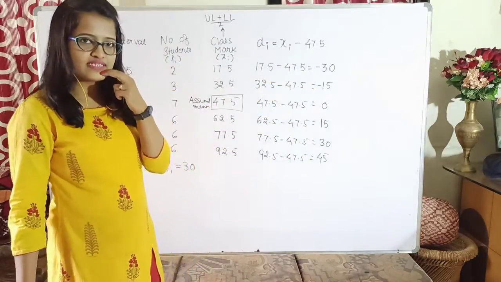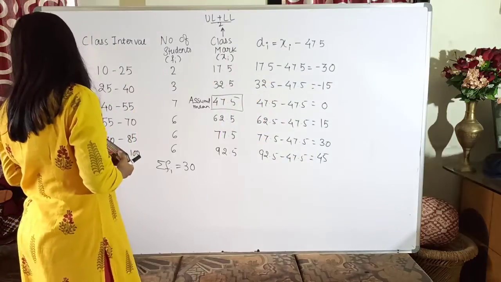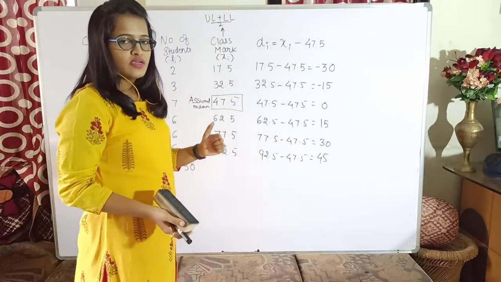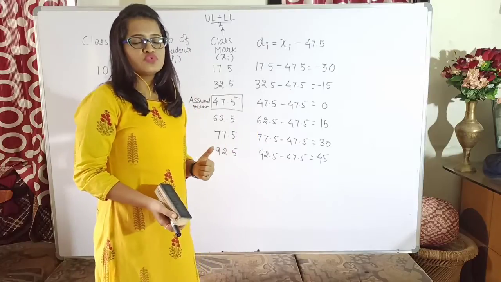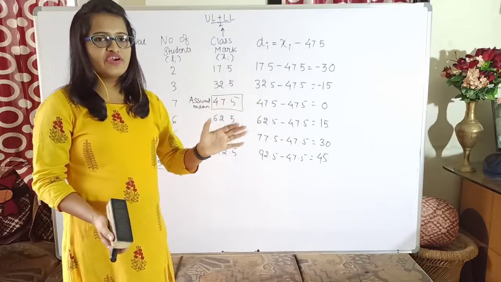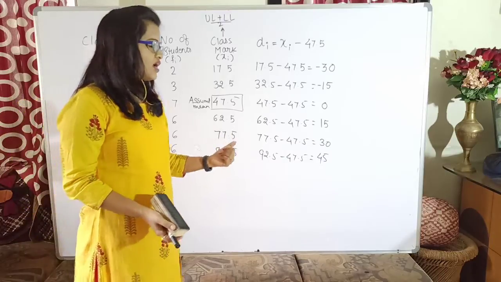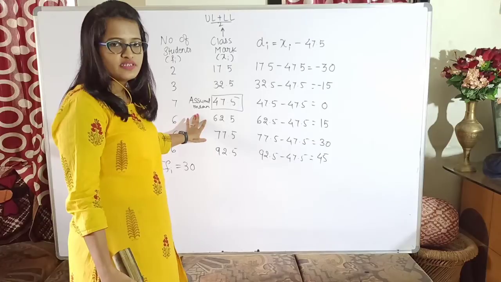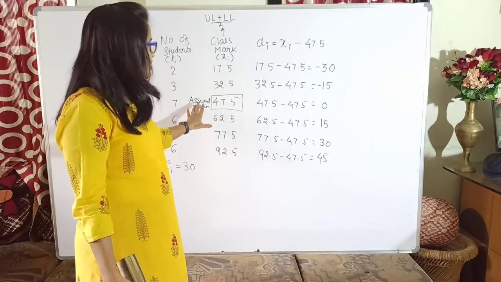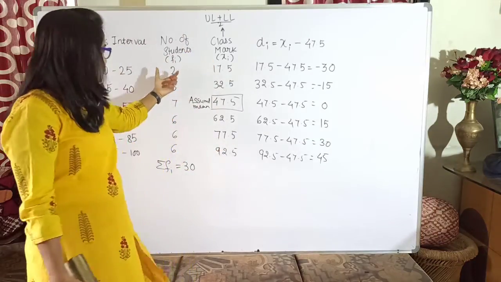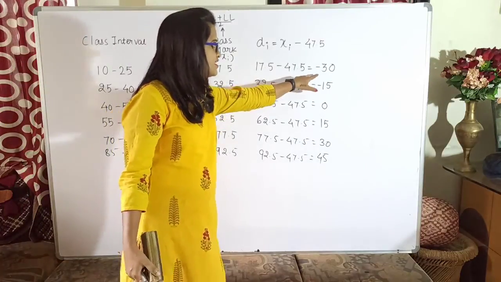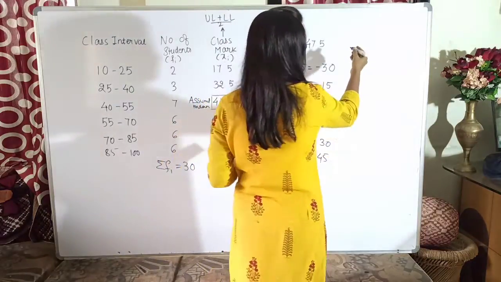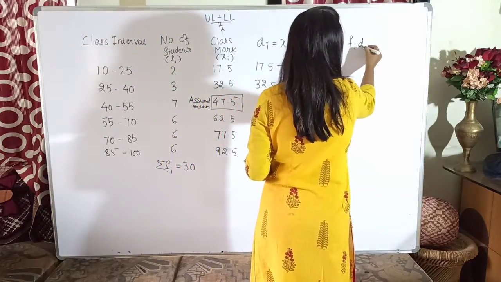Yes, what is my next step? Now we have got all the deviation values. For finding the average, we used to find summation of fi xi divided by summation of fi. Now to reduce the calculation, we are considering the assumed mean. So instead of multiplying the class marks with the frequencies, I will be multiplying the deviations with the frequencies. Let us take one more column, which is fi di.